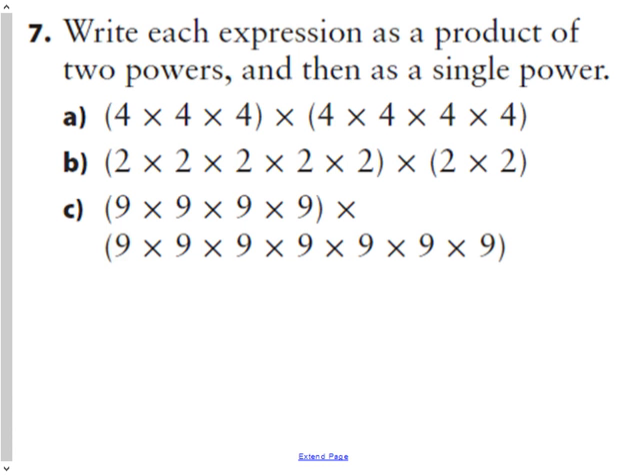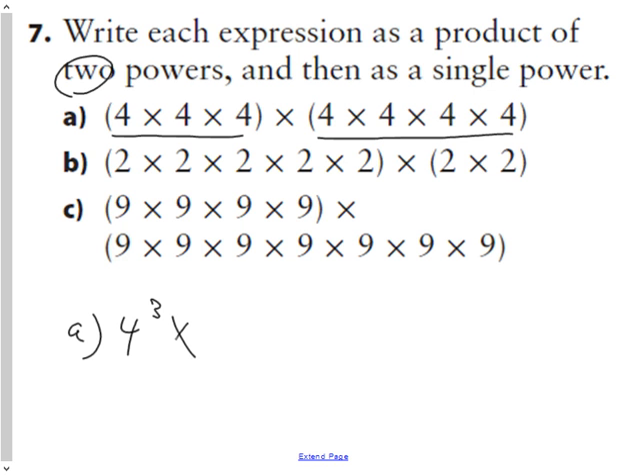Question 7 says write each expression as a product of two powers. So there's your first power and there's your second power. Your first power is 4 multiplied by itself 3 times. Your second power is 4 multiplied by itself 4 times. So as a product of two powers, it would be that. And as a single power, you would keep your base and add your exponents to get 4 to the exponent of 7.